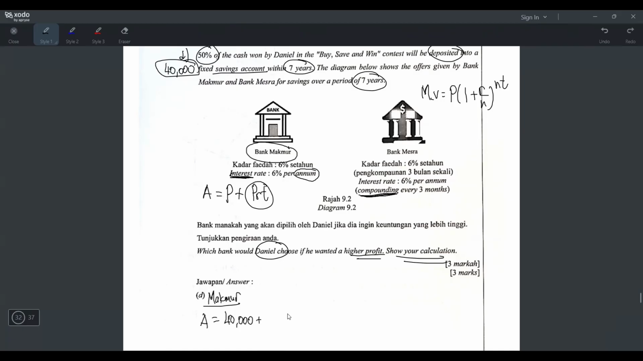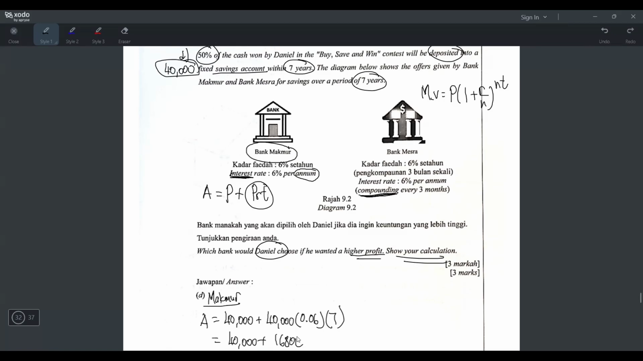Okay, the interest he will get, the bonus he will get, will be 40,000 times the interest rate, which is 6%. 6% is 0.06, because 6 divided by 100, and then the time, 7 years, right? So now let's press this one first. So what is 40k times 7 times 0.06? Okay, my calculator gives me 16800.